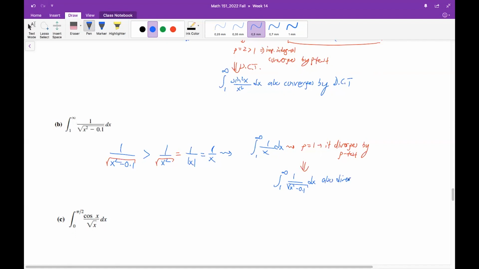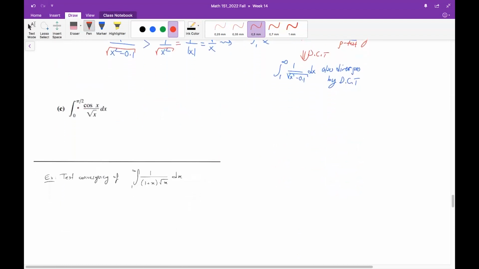Also diverges by direct comparison test. If the smaller integral with the smaller terms is a divergent one, the integral with the bigger terms will obviously automatically be divergent. Like that. Okay, so let's move on.